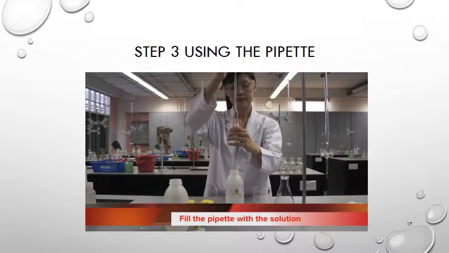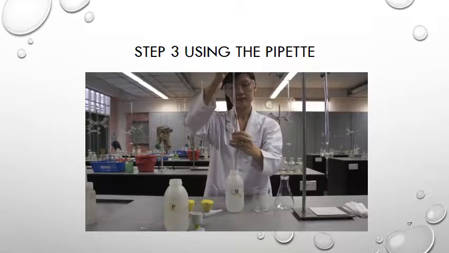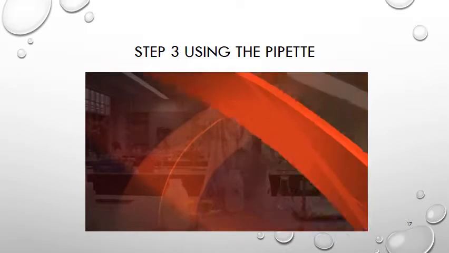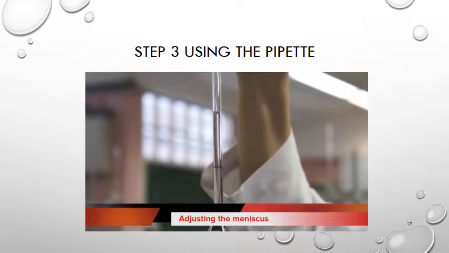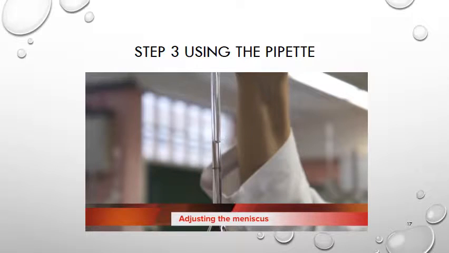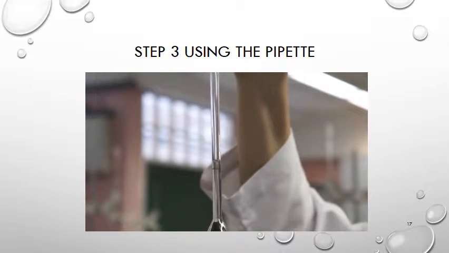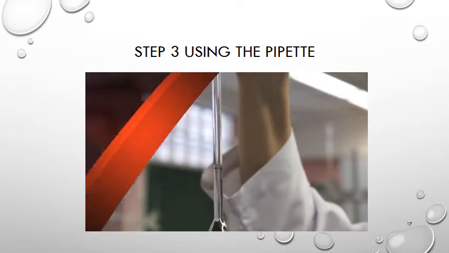Now you're ready to fill the pipette with the solution. Ensure that the tip of the pipette is submerged under the solution so that you don't suck any bubbles up. Take the pipette out of the solution and adjust the level of the solution until the bottom of the meniscus touches the top of the line.